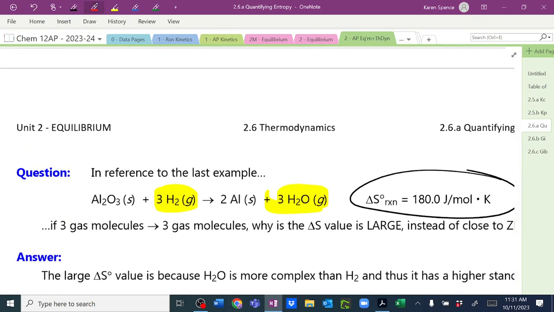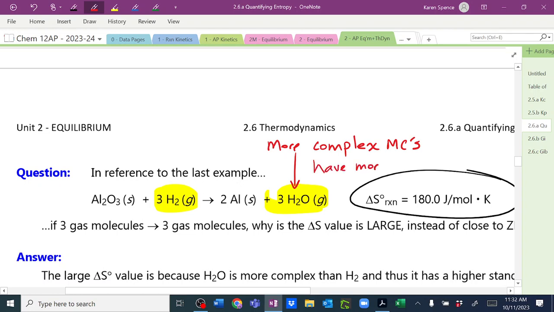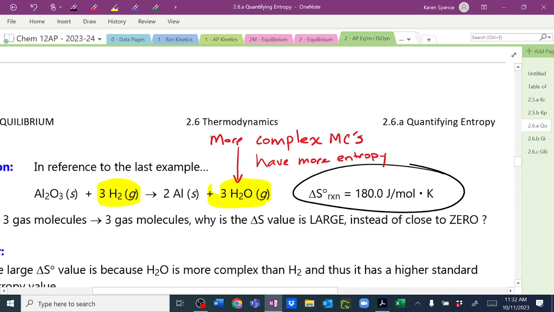More complex molecules, and you haven't learned this yet, so I wouldn't expect you to know it. More complex molecules have more entropy than less complex molecules. So H2 is less complex than H2O. Is good?